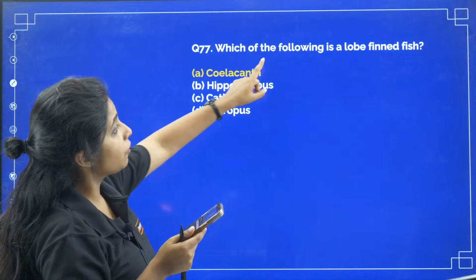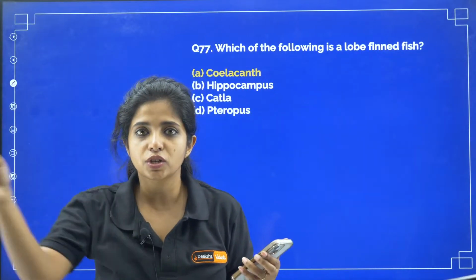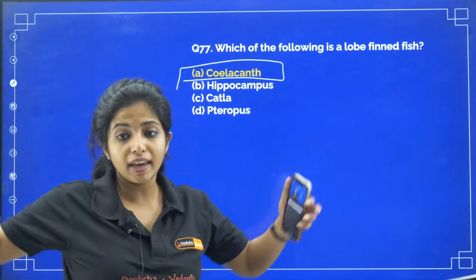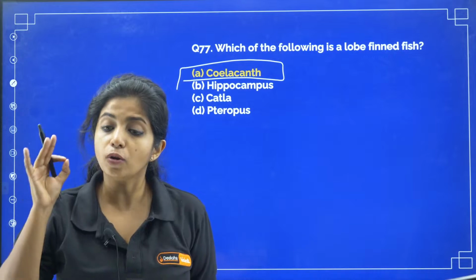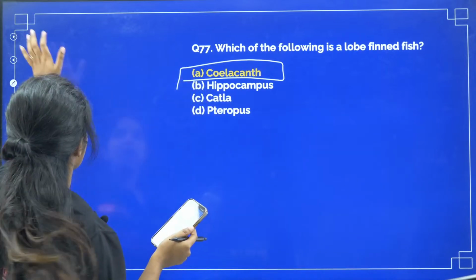Do not forget. Which of the following is a lobe-finned fish? You had fishes, and from fishes came amphibians. What is the connecting link? It is known as lobe-finned fish, or coelacanth. They had fins, but with those fins they could walk around. So they are known as lobe-finned, or else coelacanth. That is the connecting link between Pisces and amphibians.